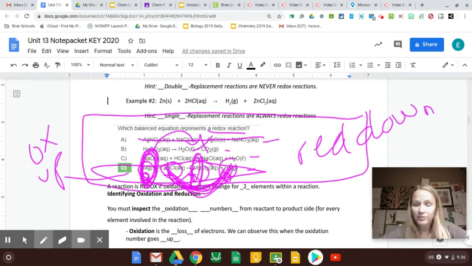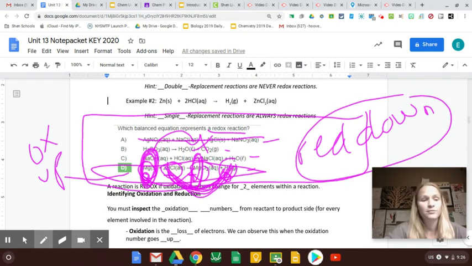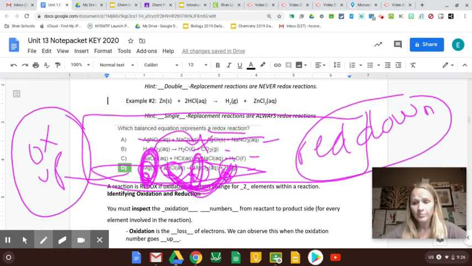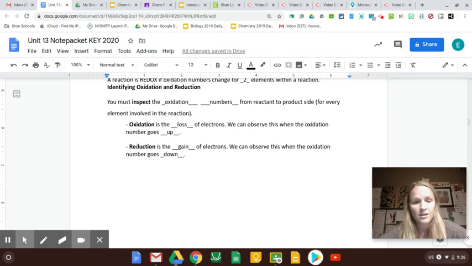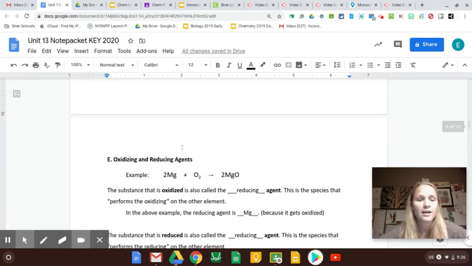So again, how do you figure out if something is a redox reaction? You need to have somebody who got reduced down, somebody who got oxidized up. So you're going to figure that out by assigning their little charges or taking a shortcut and looking for that single replacement reaction. Okay, this is just a reminder that oxidation is loss, reduction is gain of electrons.